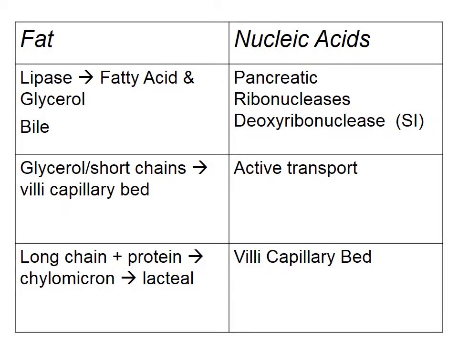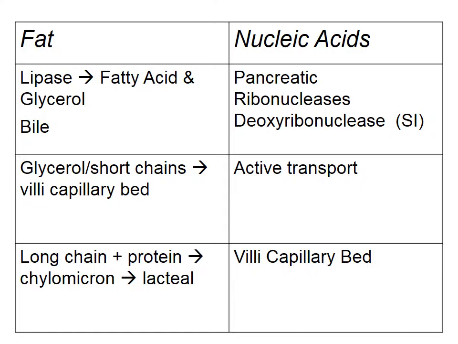The polymer nucleic acids, or DNA and RNA, similar to the others, broken with pancreatic ribonucleases and deoxyribonucleases into the relatively small monomer nucleotide. These are a bit bigger than glucose and amino acids, so they are actively transported into the same capillary beds.